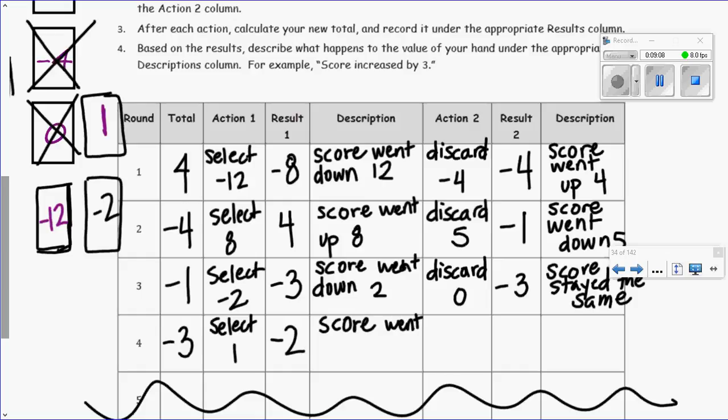Which direction on the number line? Up or down? It went up. It went up, guys. It's going to the right. So the score went up 1.